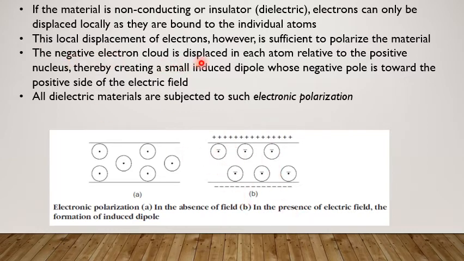The negative electron cloud is displaced in each atom relative to the positive nucleus, thereby creating a small induced dipole whose negative pole is towards the positive side of the electric field. With these small induced dipoles produced, all dielectric materials are subjected to such electronic polarization. The non-polar materials, by the application of an electric field, become induced dipoles. This is called electronic polarization.